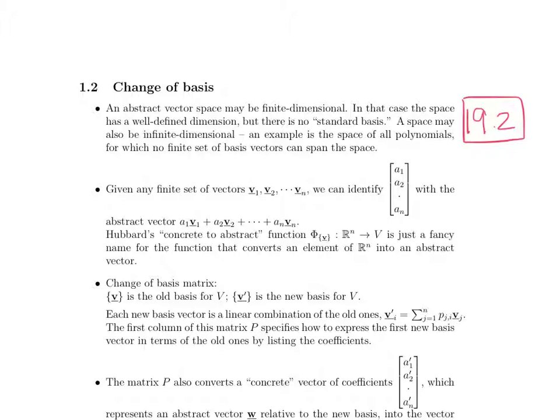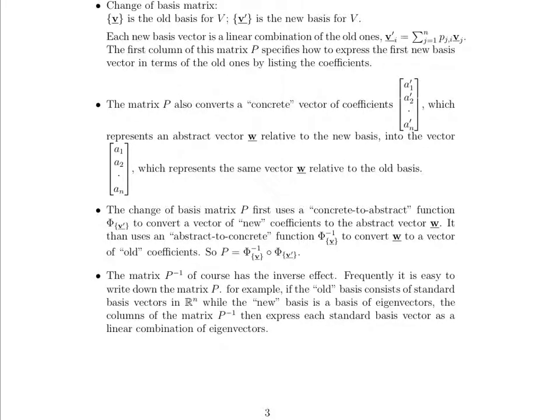Now the change of basis matrix, very similar to before. We'll have one basis for the vector space and another basis for the vector space. In this case, we call them old and new. And every new basis vector is a linear combination of the old ones, right? A basis means that it can span the space. It can describe any element in the space, including a basis vector in terms of the other basis. And so we're going to construct matrices that tell us exactly how to express the new basis in terms of the old basis.